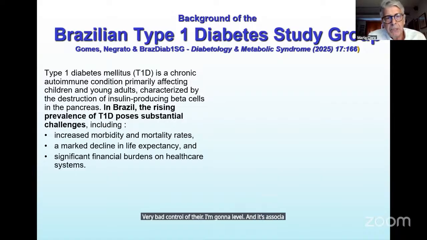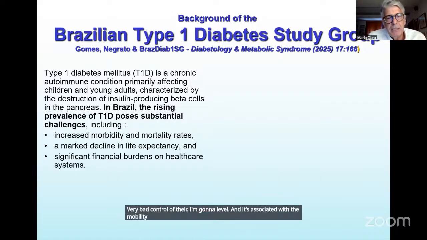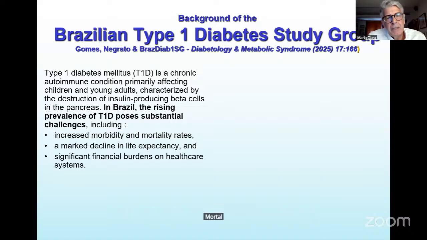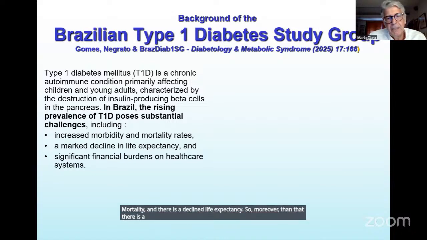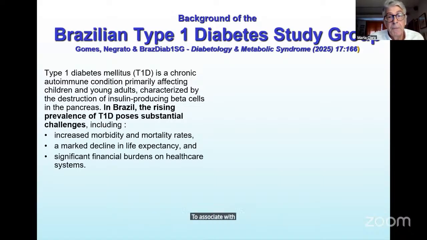They have very poor control of their glycemic level, which is associated with morbidity, mortality, and a decline in life expectancy. Moreover, there is a budget burden associated with the health ministry.